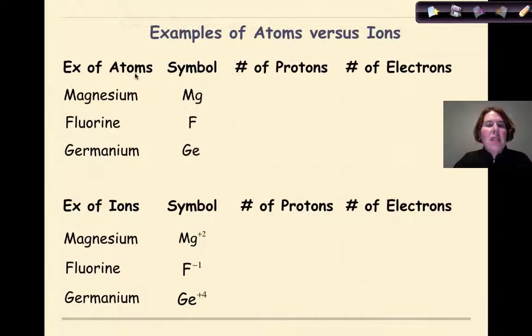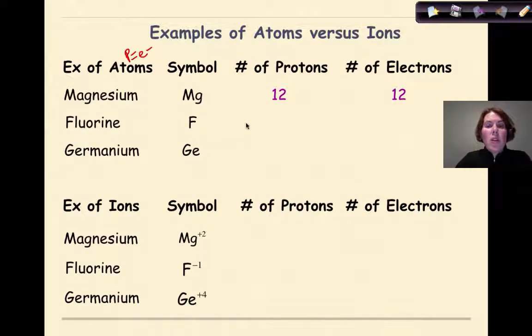So this is an example of atoms. I'm giving you the symbol, the number of protons, and the number of electrons. So magnesium has a symbol of Mg. So if I look up the atomic number for magnesium on my periodic table, which again is my number of protons, it should be 12. And since this is an atom, and I recall that in an atom, protons will equal electrons, then my number of electrons here should be 12.